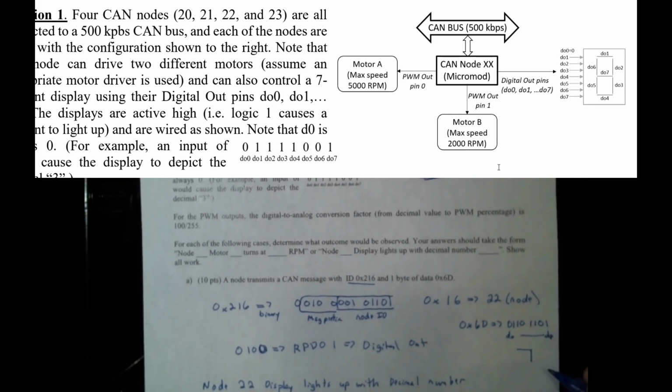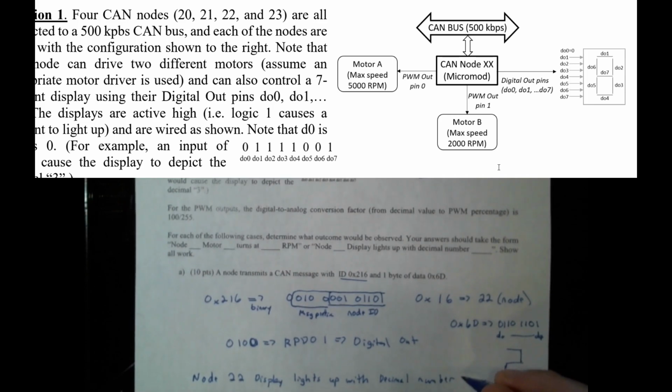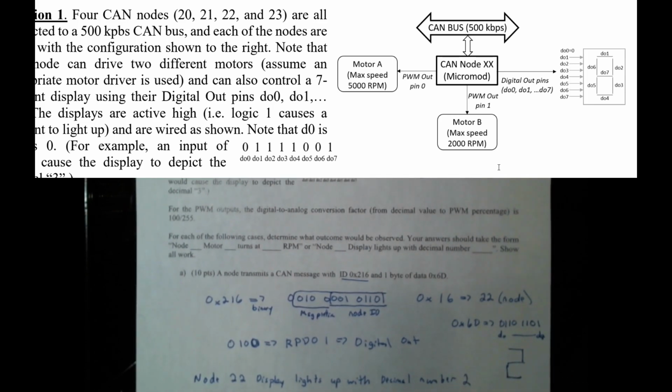D2 is on. D3 is not on, so we're not making that line. D4 is on, so we are making this line at the bottom. D5 is on, so we're making that line. D6 is not on, D7 is on. And so we can see the number that we get out of this, which displays digital number 2. And that's it for that problem. We've been able to write out the whole message, so let's move on to the second one.